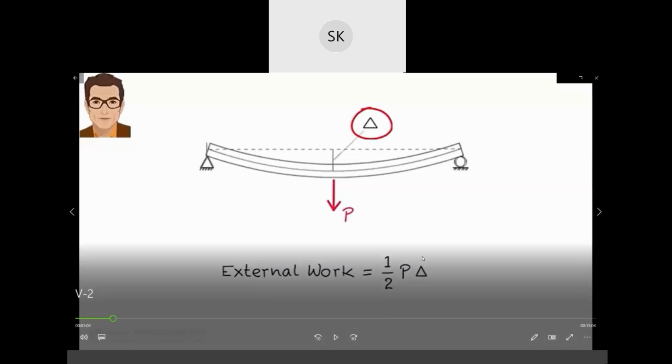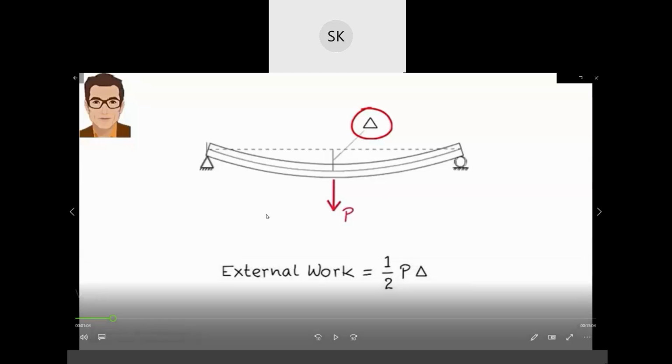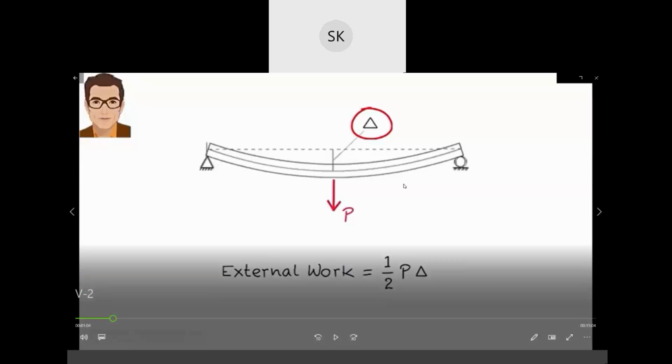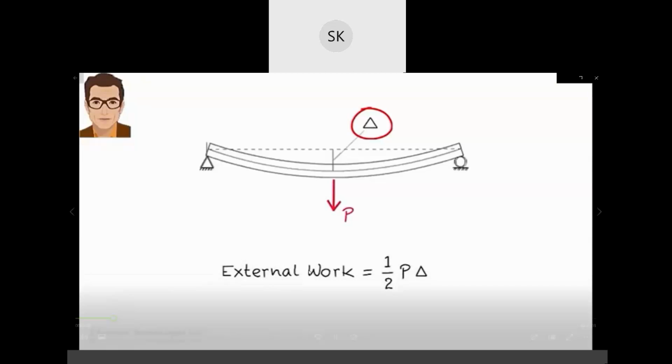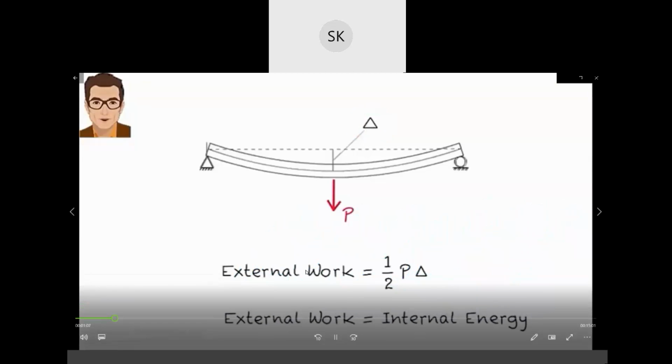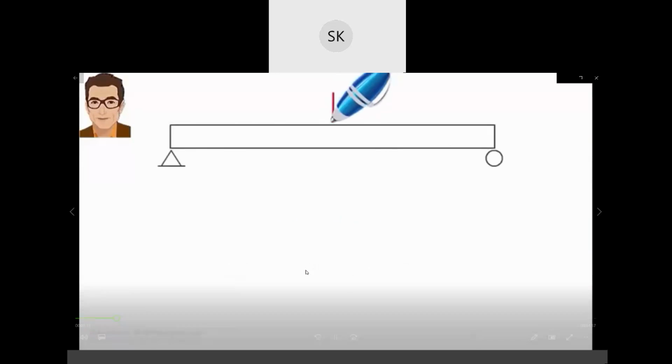Last class we saw that external work will be half P into delta. When we plot a load versus deflection curve, we got a straight line, right? So by that we can say that if we sum up all the deflection over a beam, then we'll get the overall external work done by that member under the load. Let's see how we can come up with a mathematical expression for internal energy for this beam.